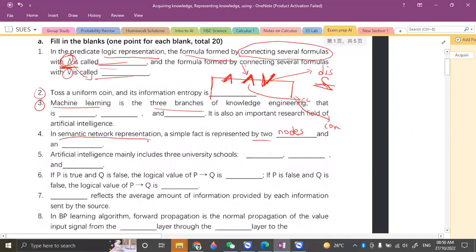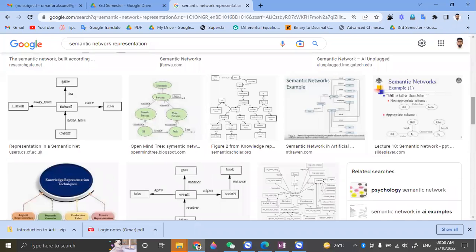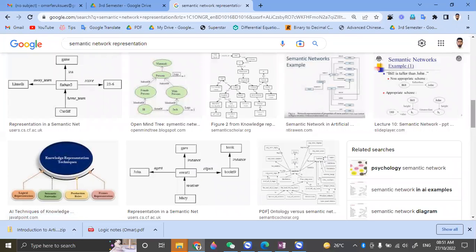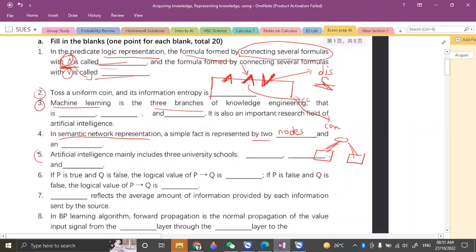The semantic network representation is in fact represented by two nodes and an arc. Arc means, if you see here, we have one node here and another node here. Maybe this sign is the arc, right? An arc means a line. And now let's continue to the next question here.